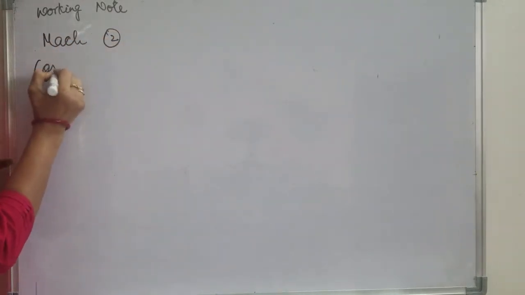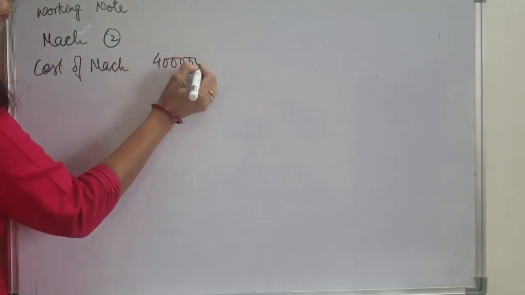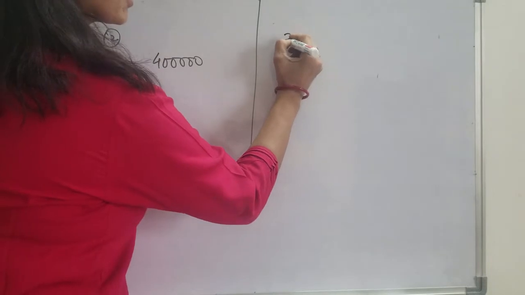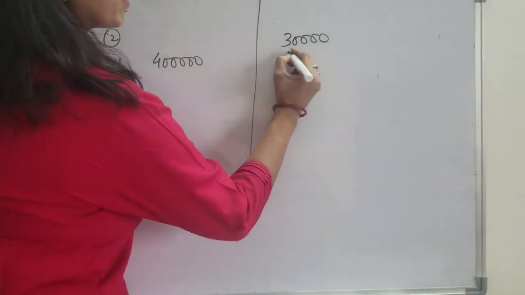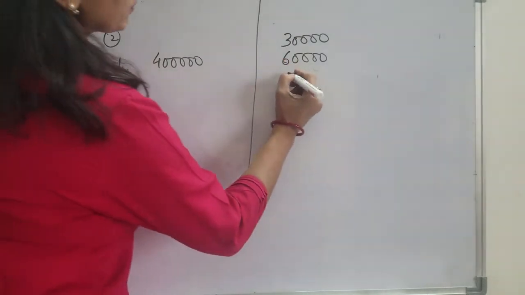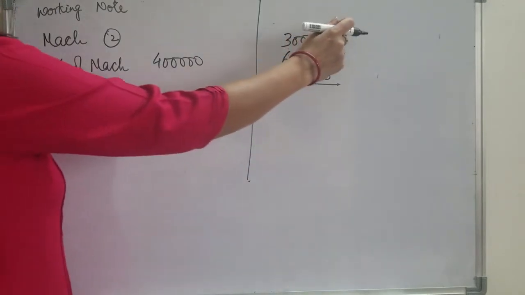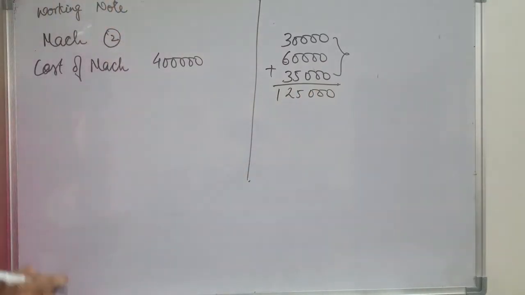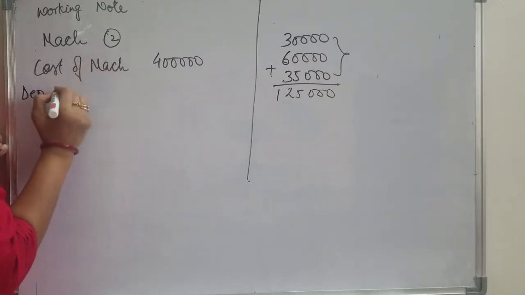Okay, so here the cost of machinery is 4 lakhs, right? And the cumulative depreciation on this machinery, first year only 6 months depreciation was provided on this machinery, which was 30,000. Then second year whole 12 months depreciation was provided, which was 60,000. And in the third year only 7 months depreciation was provided, which was 35,000. Now the accumulated depreciation on this machinery is 1,25,000, right?